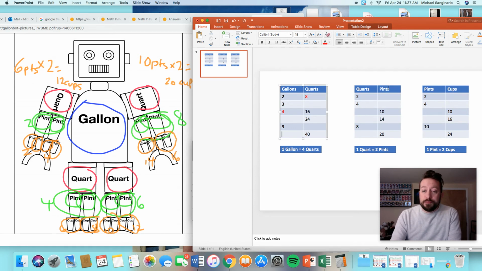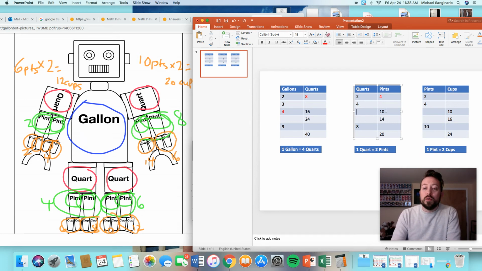Let's move on. Now we have quarts and pints, okay? 1 quart equals 2 pints. So there are 2 pints inside of each 1 quart, okay? So if I have 2 quarts, how many pints would I have? What would I have to do? Well, if there's 2 pints in 1 quart, that means I have to multiply 2 quarts by 2. 2, 4, okay? So my answer would be 4 pints in 2 quarts. You're going to do this one on your own. You're going to do 4 times 2, okay?